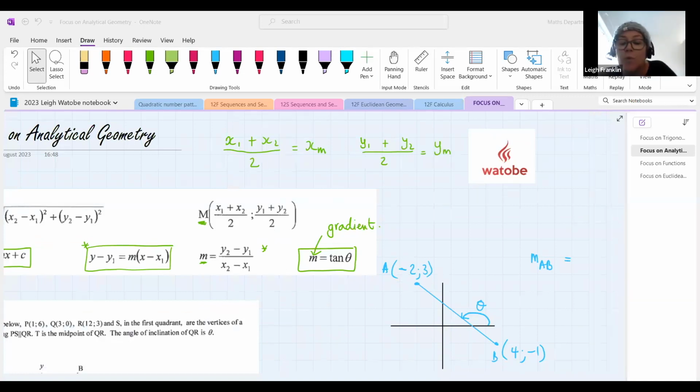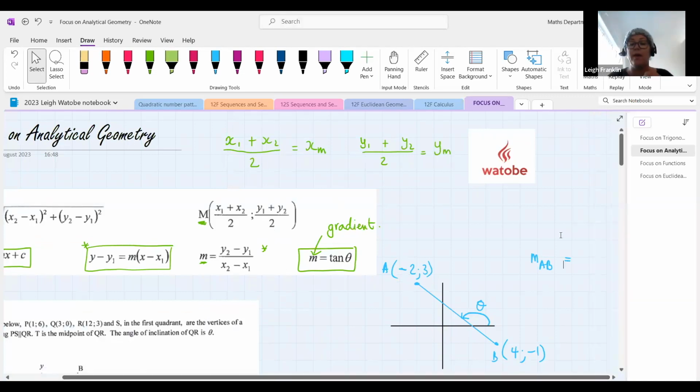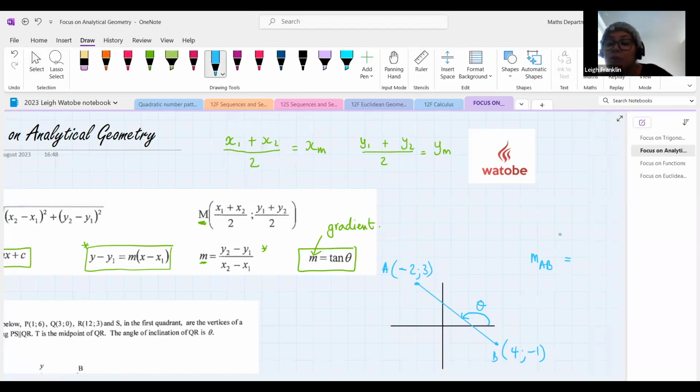No problem, Teddy. Welcome. We are busy working out the gradient of line AB because we're going to calculate theta, that angle of inclination. So we would come along and say 3 minus -1, and we could write 3 plus 1 if we wanted to. And then over here, we've got -2 minus 4. So the gradient of this line is going to end up being 4 over -6, or if I simplified that, -2 over 3.